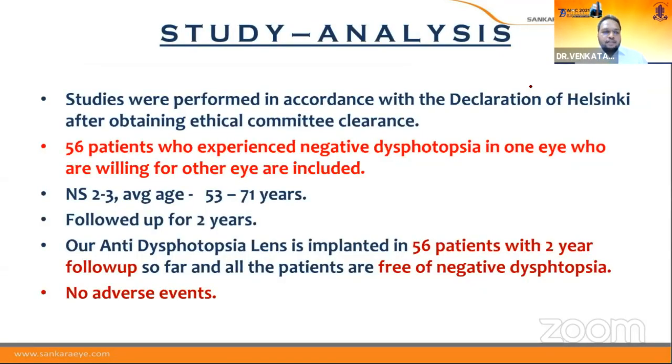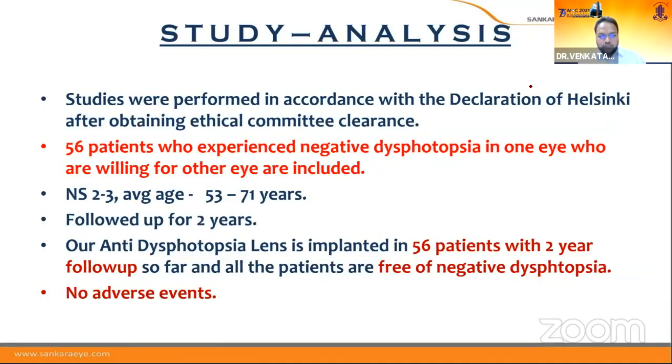Coming to the study and analysis, 56 patients who experienced negative dysphotopsia in one eye already were taken into this study, and who were willing for the other eye were included. The average age group was 53 to 71 years and NS2 to 3 grade cataracts were included and they were followed up for 2 years.